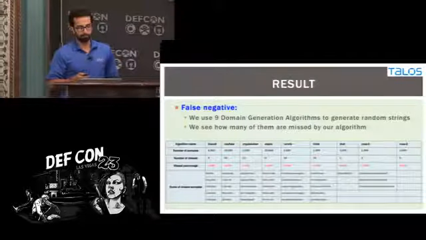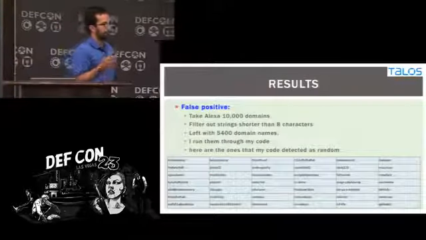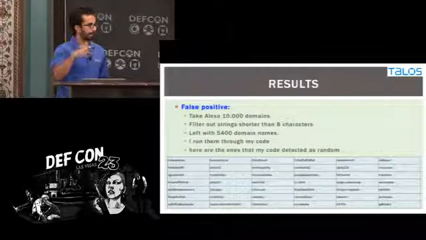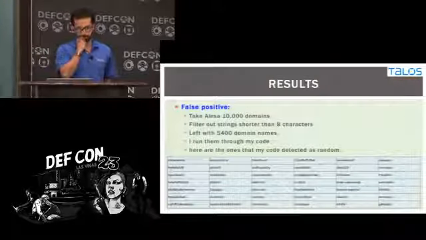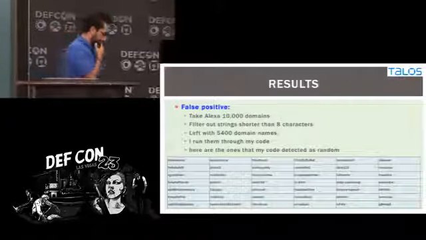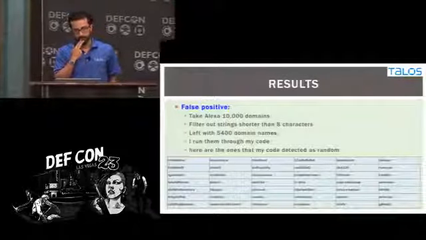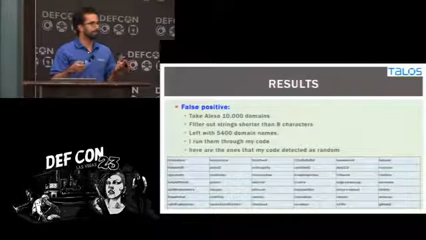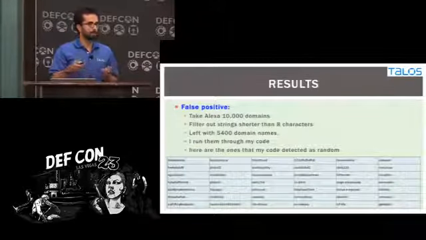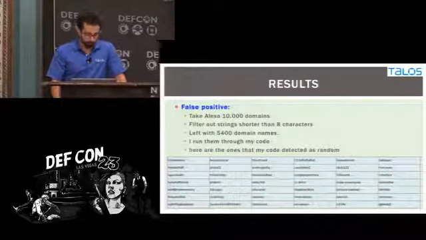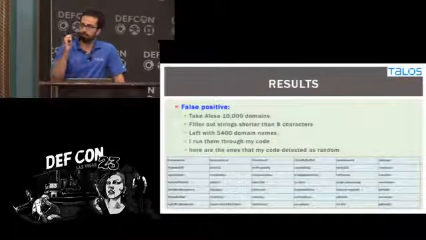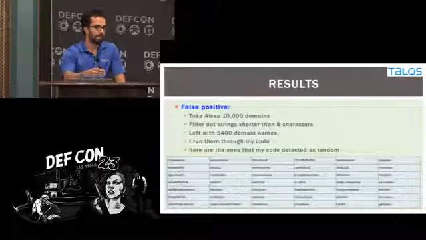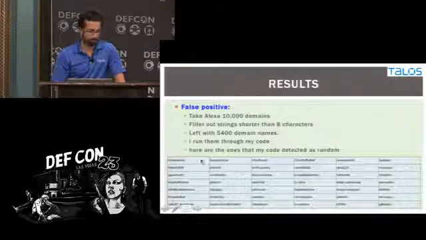So how about false positives? For this, I took the Alexa 10,000 domain names. I filtered out strings that are shorter than 8 characters. I put them aside, as I mentioned in the first slide. So I'm left with almost 5,400 domain names, and I run them through the code. The rationale here is that in the Alexa 10,000, you're unlikely to see lots of DGAs. So hopefully a lot of those are legitimate websites. And out of these 5,400 domains that I checked, 42 of them were detected by my algorithm as being random. And this is the whole list of them.